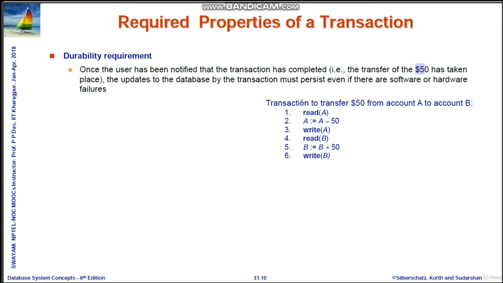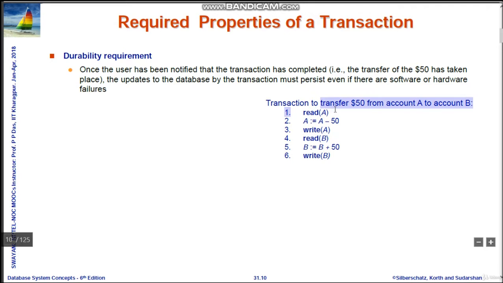Okay guys, suppose we deduct $50 from A and add it to B, and suppose at the time of write our system fails. So what happens? Our transaction will execute the first three steps, but the afterward instructions will not execute due to the failure. So it creates an inconsistent state. So durability says that if this happens, just roll back to the initial step.